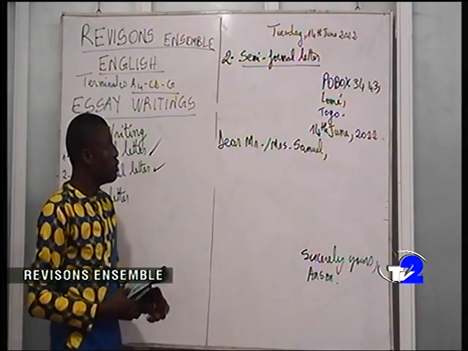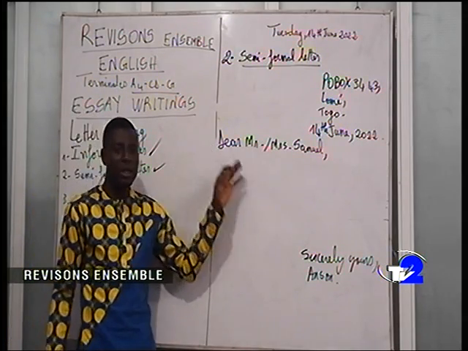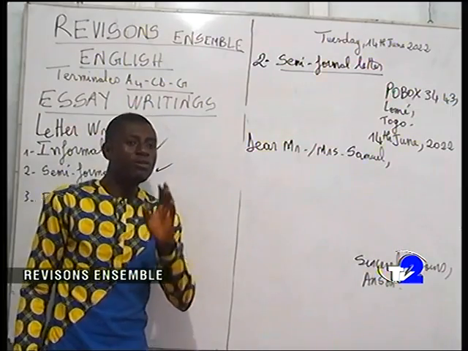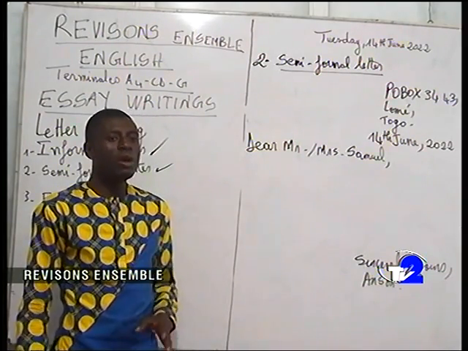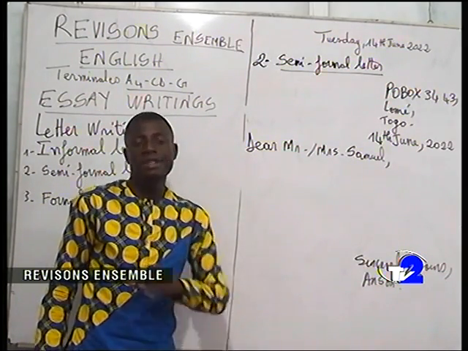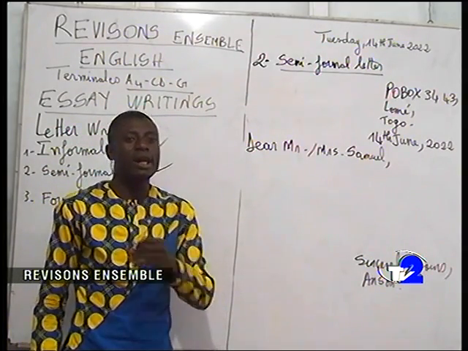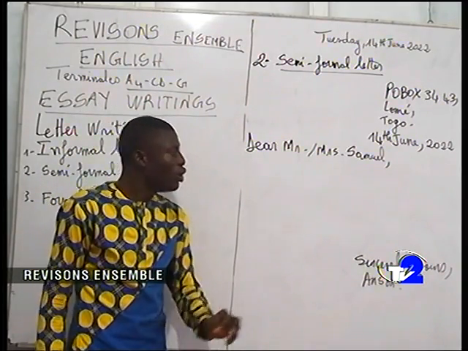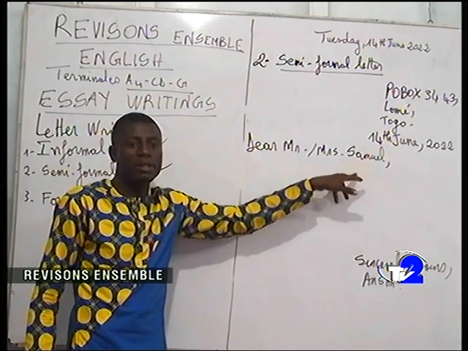In the semi-formal letter, you address the person with respect, so you are going to say Mr. But in the informal letter, you don't say Mr. You go directly. When you are writing to your friend Koku, you say dear Koku. When you are writing to your friend Afi, you say dear Afi. But in the semi-formal letter, you write Mr. or Miss before you address the person.